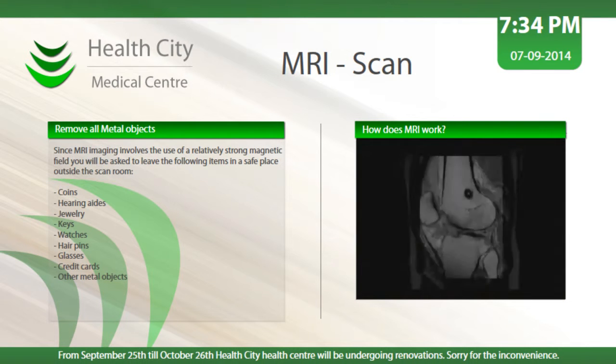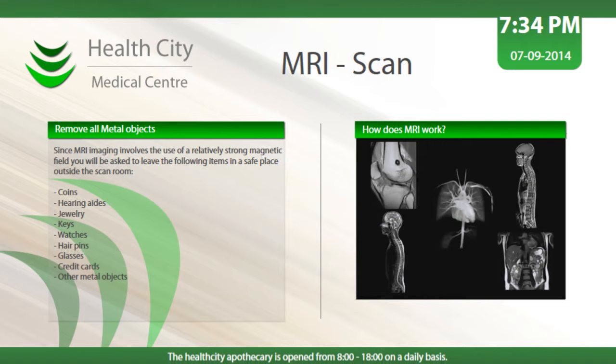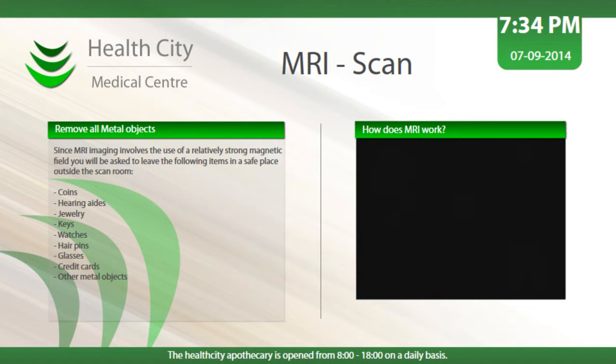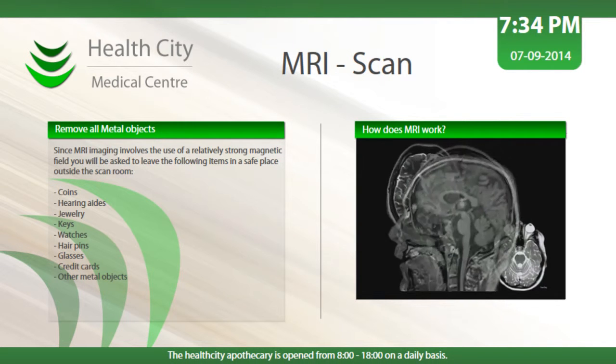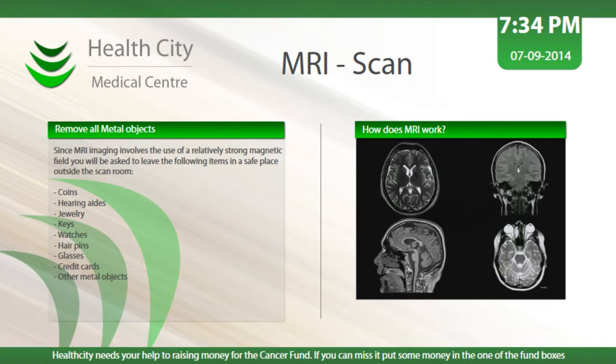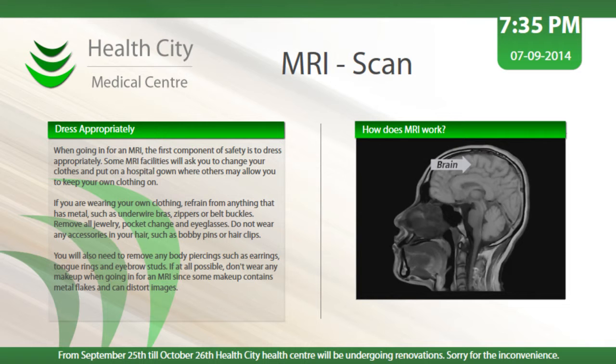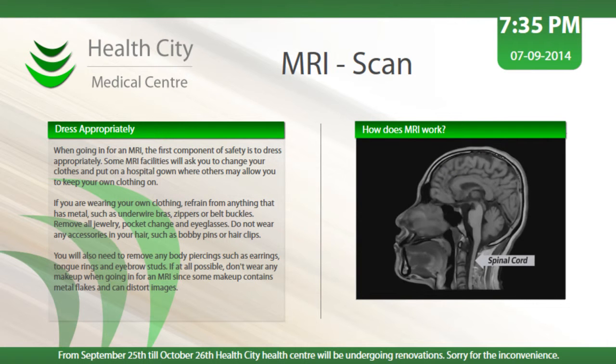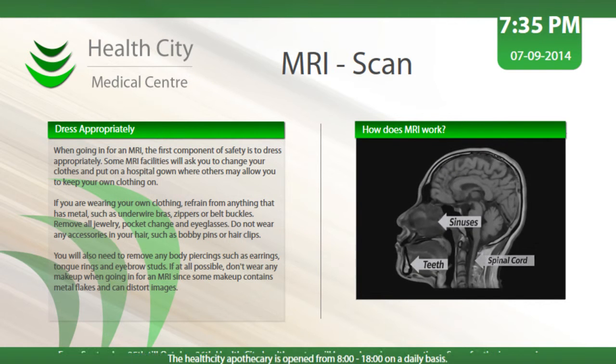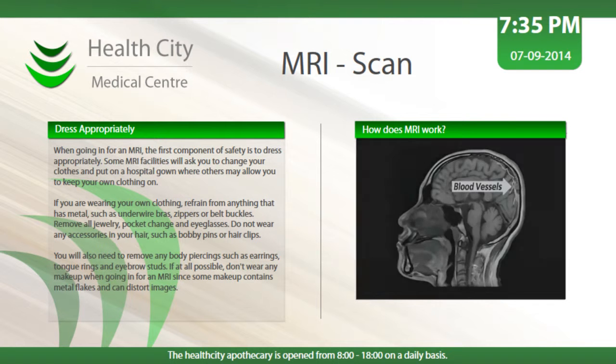You'll see some of the remarkable images produced by this type of medical imaging exam. These are MR images of the brain. They're astoundingly clear and detailed. Here, in addition to the brain, we can see the spinal cord, sinuses, teeth, and even the blood vessels.